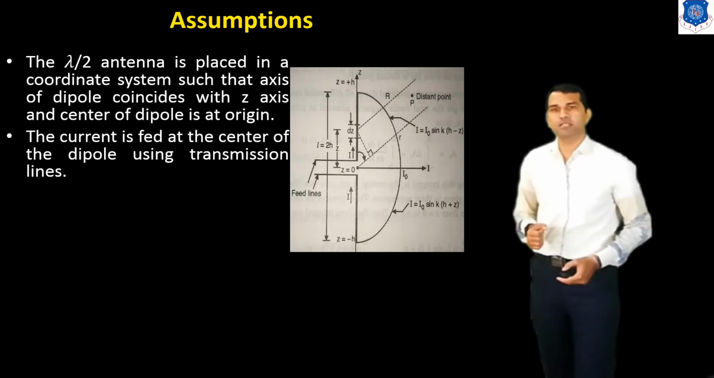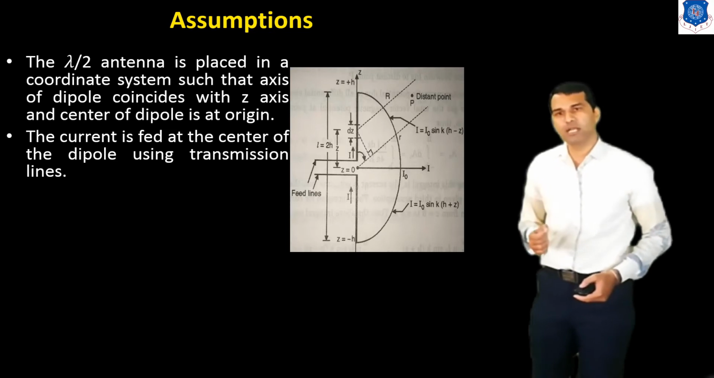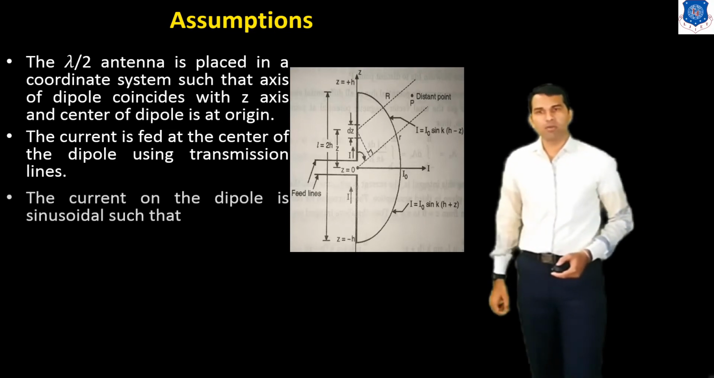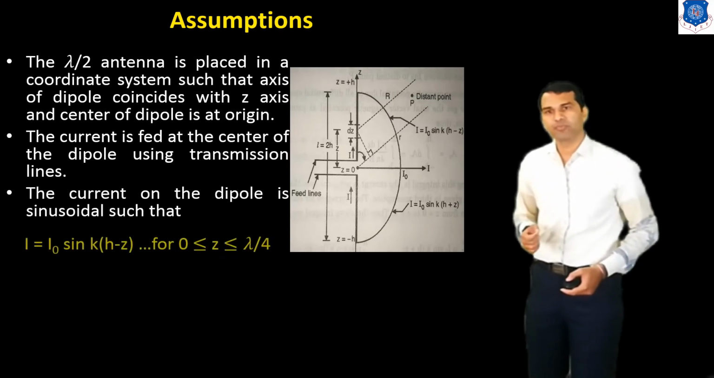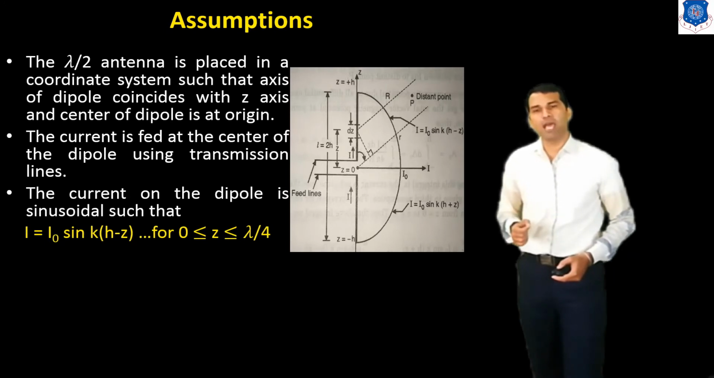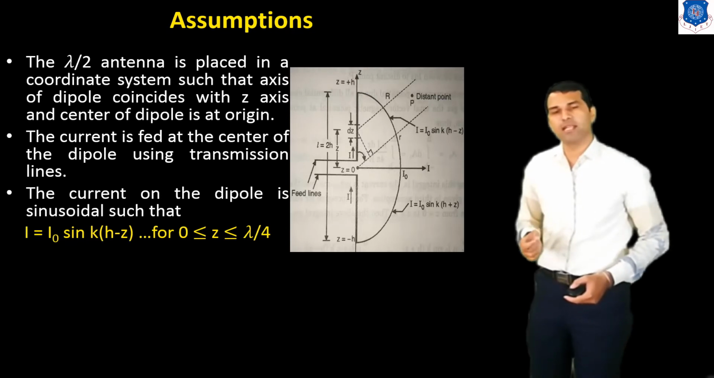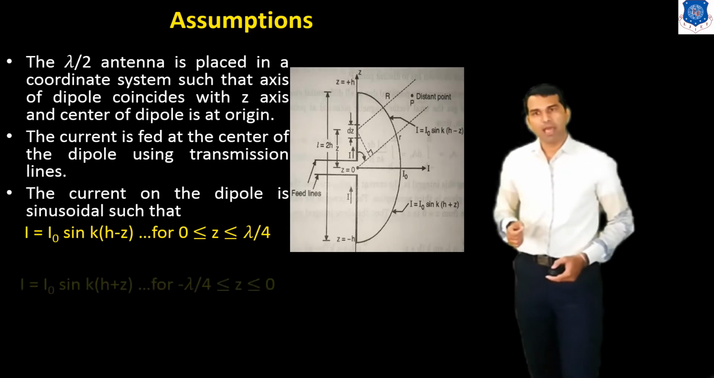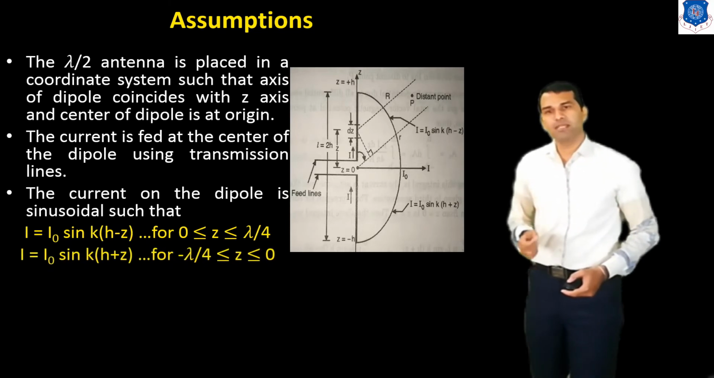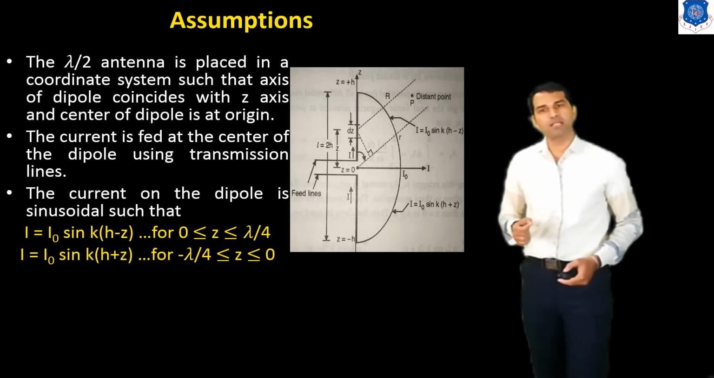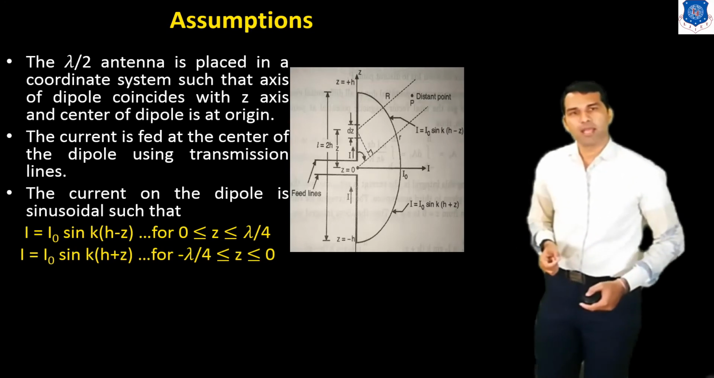The second assumption is that the current is fed at the center of the dipole using the transmission line. The third assumption is that the current on the dipole is sinusoidal, such that I is equal to I0 sin k (h minus z) for 0 less than or equal to z less than or equal to lambda by 4. And for the other half, I is equal to I0 sin k (h plus z) for minus lambda by 4 to 0. So this is the assumption.